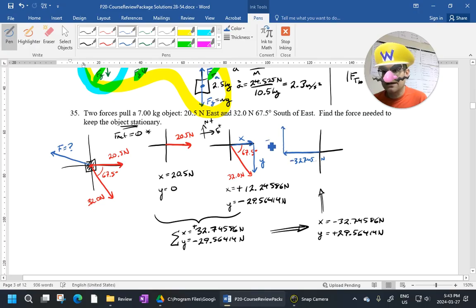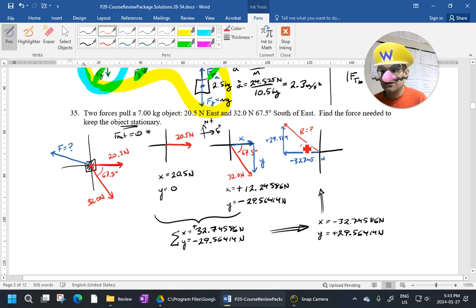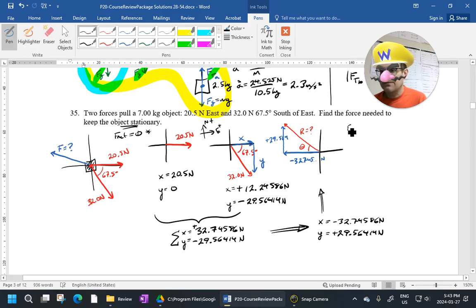It's positive 29.964. And what I'm looking for here is what is this other force? And actually, what is this angle too? All right, so I need to find those two things. So the r, that's pretty easy.